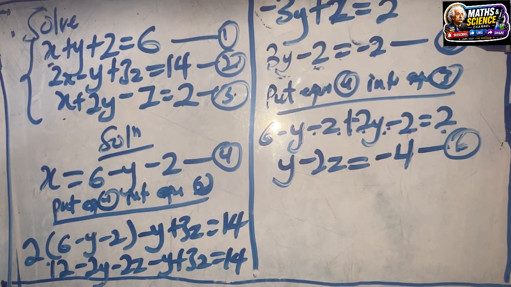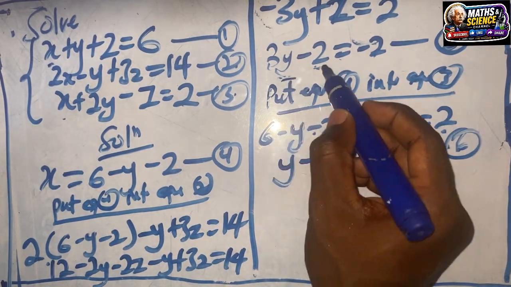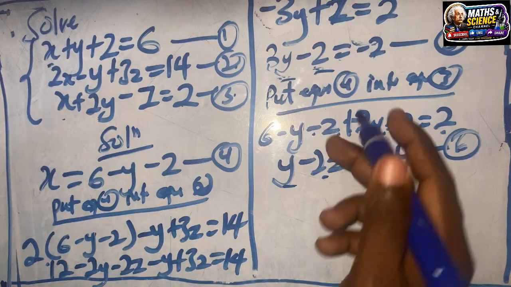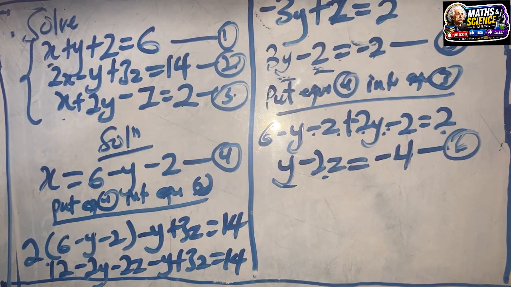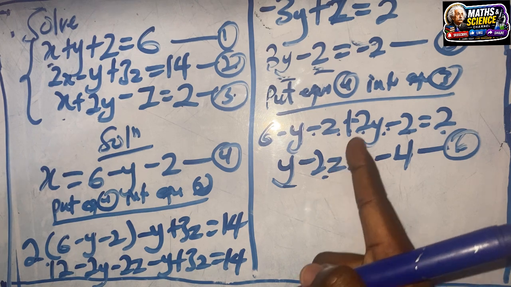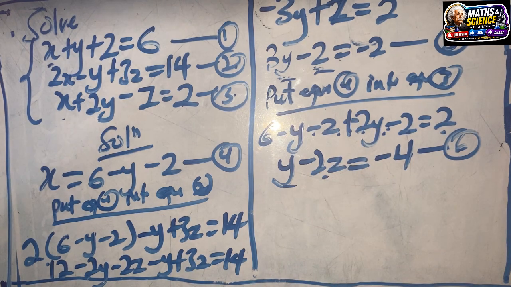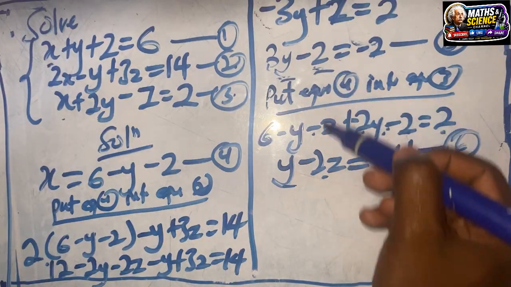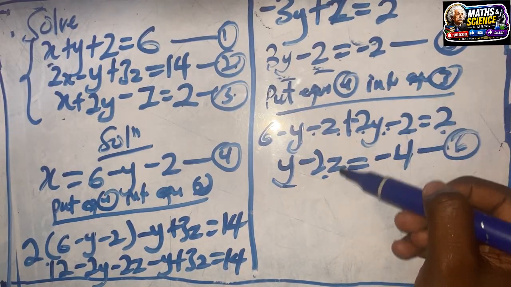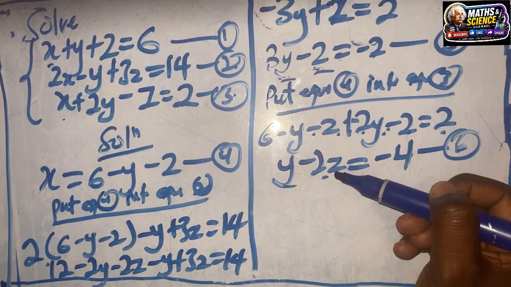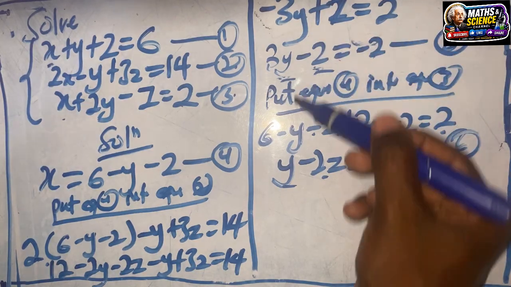Now if you look at equations 5 and 6, I have y and z here. So from here I can quickly take it and solve it. Picking this and that, I have to get rid of one of the variables so that I can find the other variable.